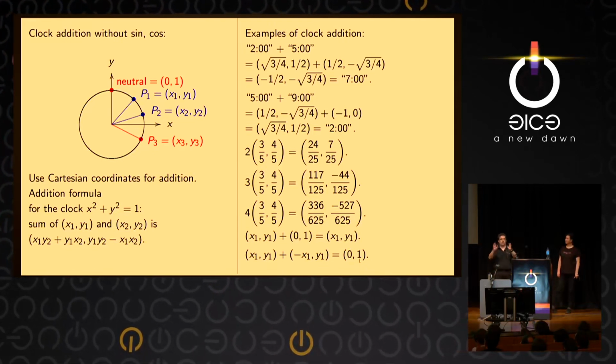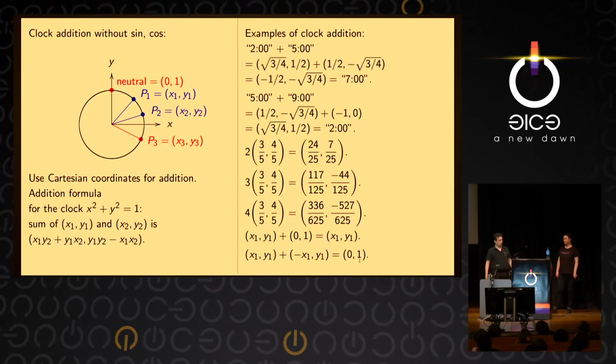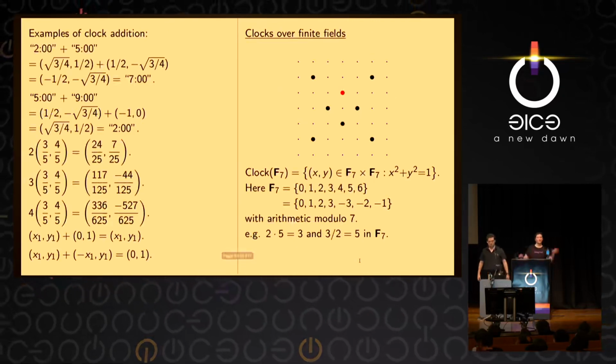So just a little bit of playing around with additions and multiplications, and you can use this formula to add all sorts of points. Okay, now let's make this even more discrete. Let's forget about the circle, which has infinitely many points. You can just take any real number and take square roots. Let's do this with a very small set of elements. Let's do clocks over finite fields.